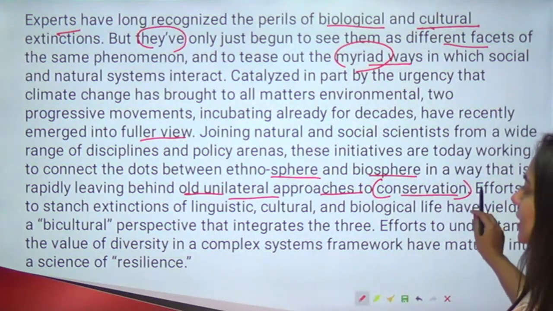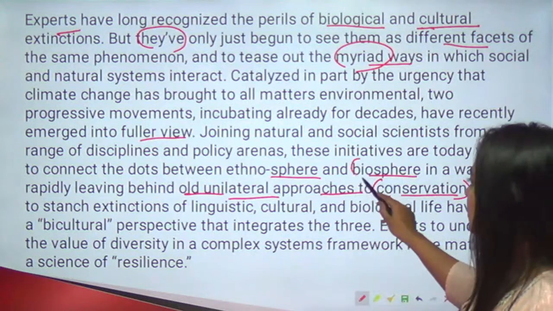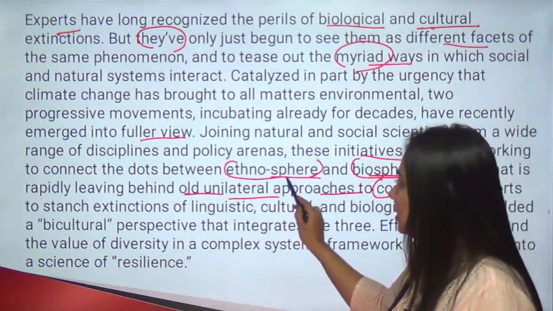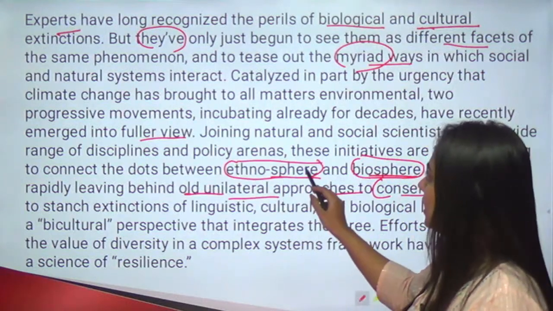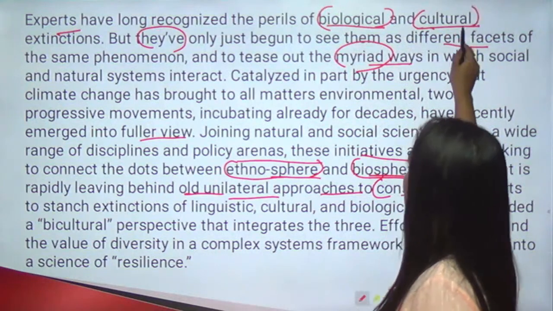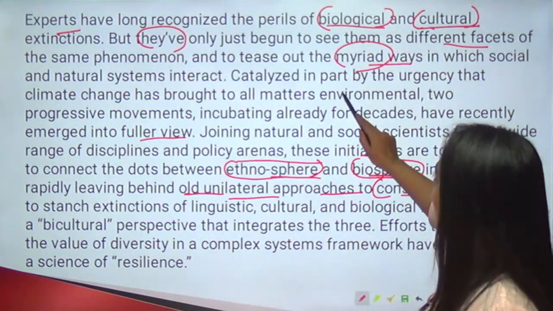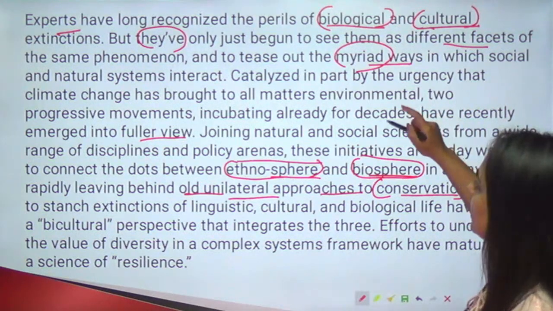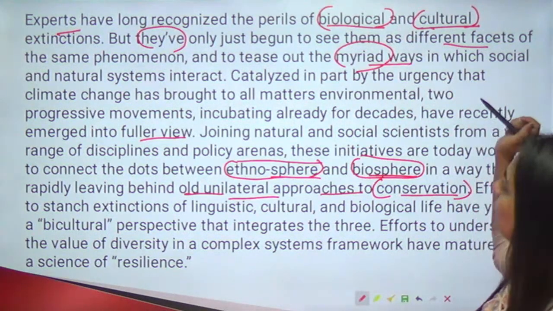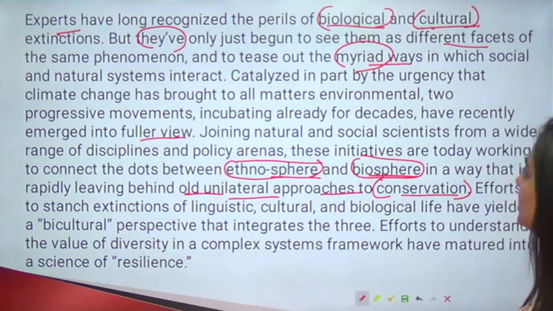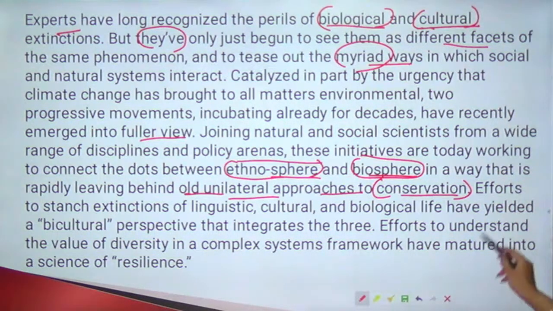So as you can see, he's time and again using these two words. Here he has used biosphere and ethnosphere related to humans and the culture they follow. Here he used biological and cultural, and then there was one more which is different facets of the same urgency, that these matter. Okay, so yeah, it was this only, biological and cultural. Let's complete the passage now.